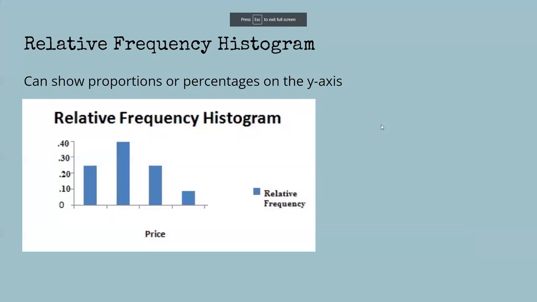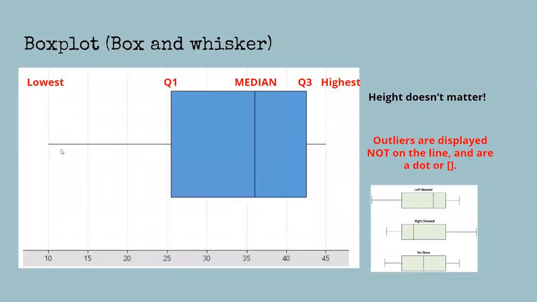Relative frequency histogram. Well, this is just if you show proportions, but usually percentages, on the y-axis. But we're not going to talk about that much right now. But that's an example. Because remember, this would be 40% up here, like that.